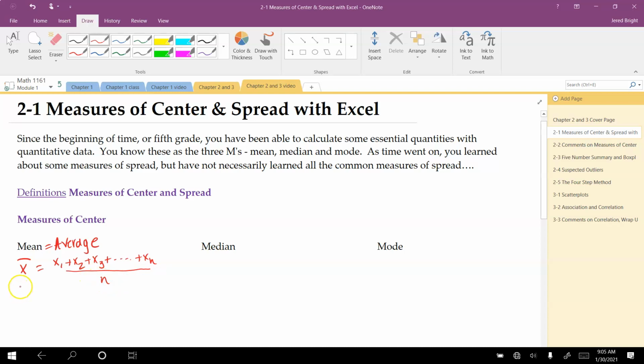We're going to talk about this in the next video, but this is actually the sample mean. There's a sample mean and a population mean. We'll talk about the difference later.